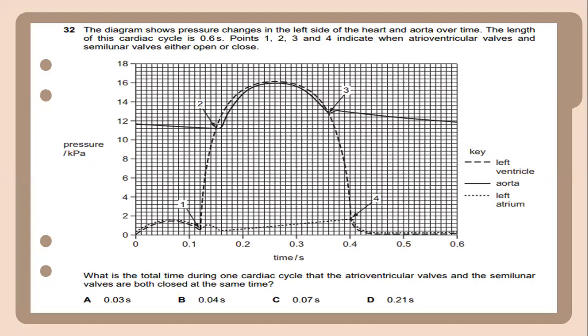The diagram shows pressure changes in the left side of the heart and aorta over time. The length of this cardiac cycle is 0.6 seconds. Points 1, 2, 3, and 4 indicate when the atrioventricular valve and semilunar valve either open or close. What is the total time during one cardiac cycle that the atrioventricular valve and the semilunar valve are both closed at the same time? The answer will be 0.07. Not even 1 second, not even 0.1, nearly 0.1.